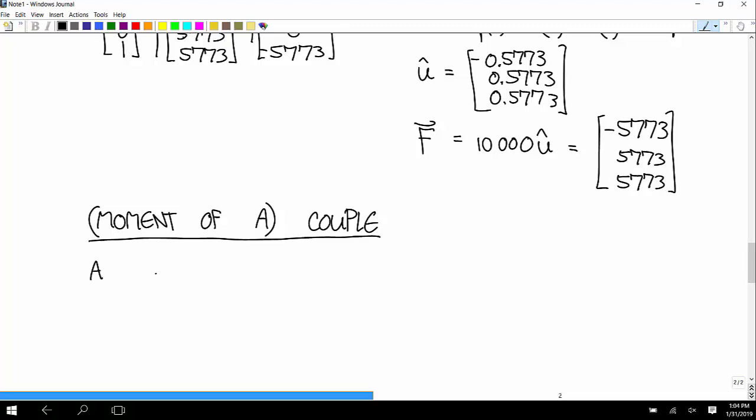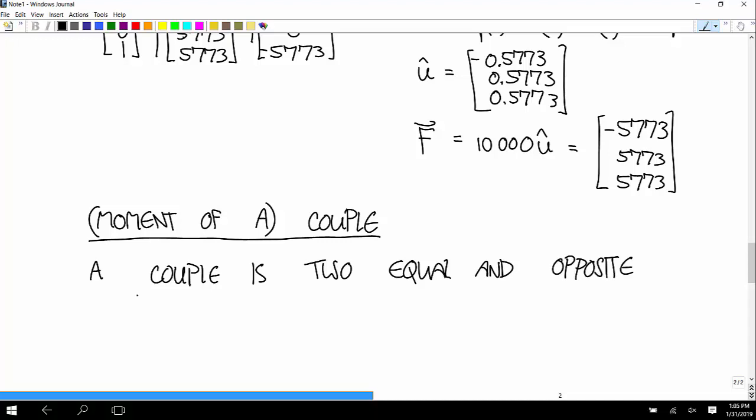So a moment couple is two equal and opposite forces acting at a distance.